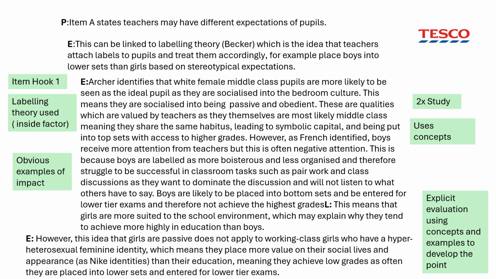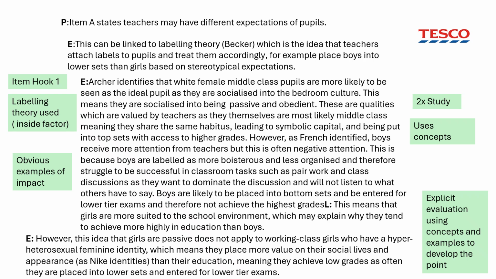So more analysis there, more of an understanding that this isn't just straightforward girls do outperform boys, because what they're doing here is adding detail to the fact that when you add in class, the picture is very, very different. And they've also got a concept to use here, heterosexual feminine identity, and they use that really well. They follow it up with Nike identities. So it isn't a very brief, however, comment. It is ticking lots of boxes.